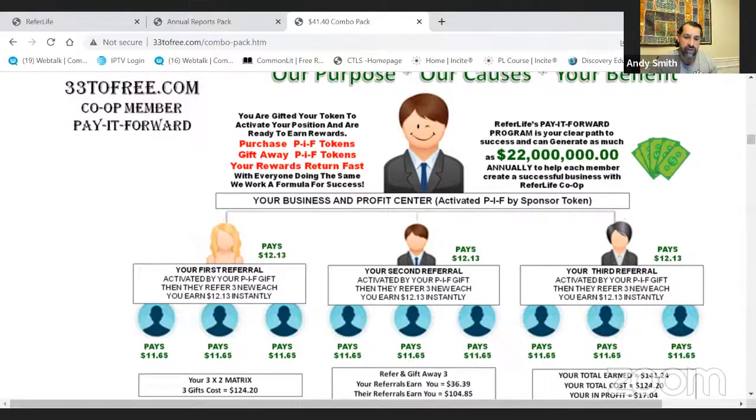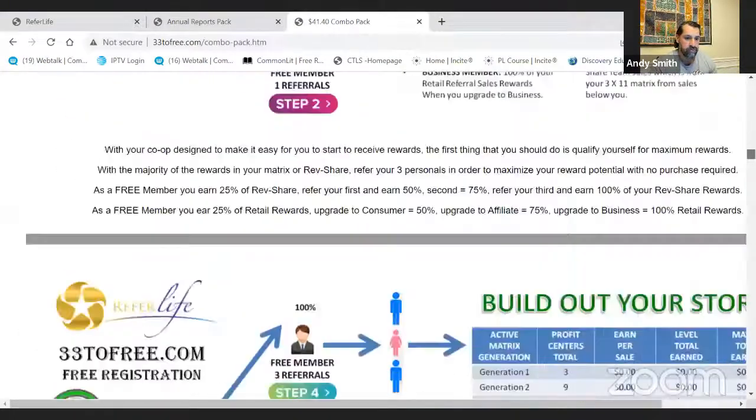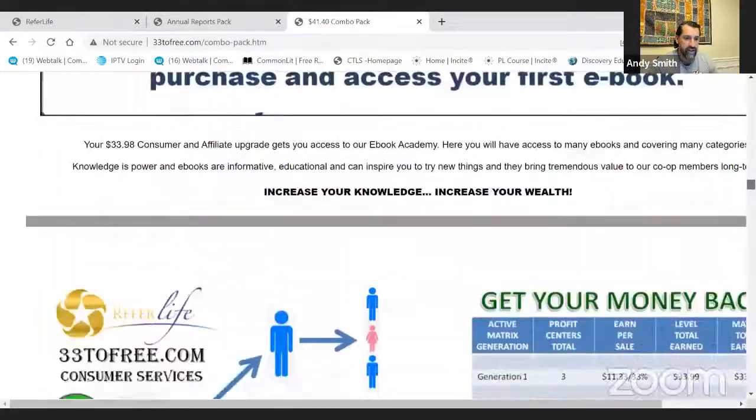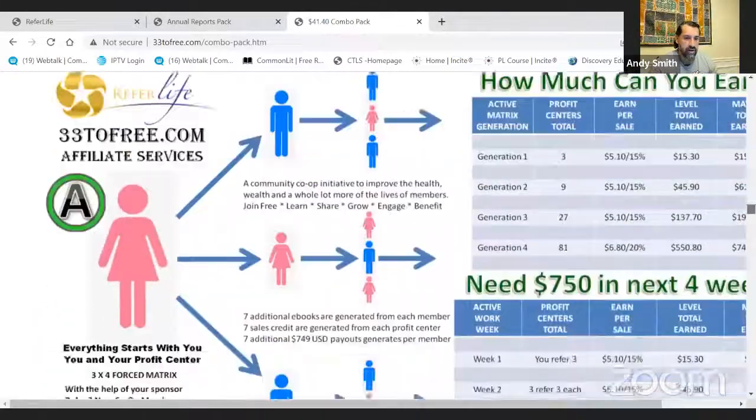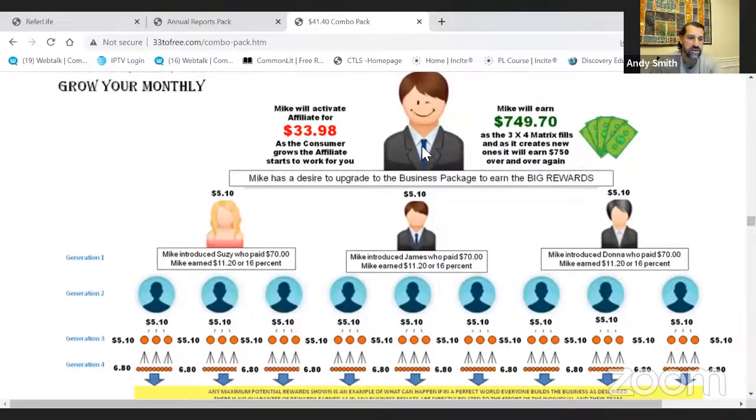So when they do that first initial 41.40, this is the payout: 12.13, 12.13, and then 11.65, 11.65. We saw that already. Then those same people, as they grow and hit the affiliate level, what's going to happen? Let's see. This is a visual telling you the same thing. Now, when they get the affiliate upgrade, the system upgrades them. Now you're going to get 510 on that first generation, 510 on all the second generation, 510 on generation 3, and then 680 on all of these.